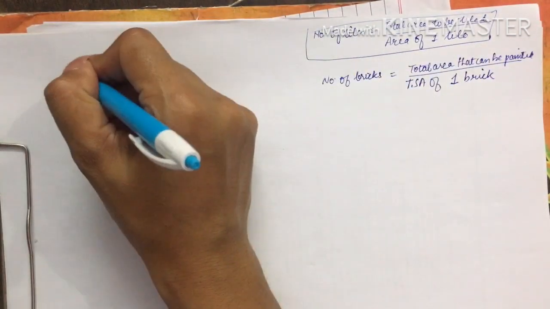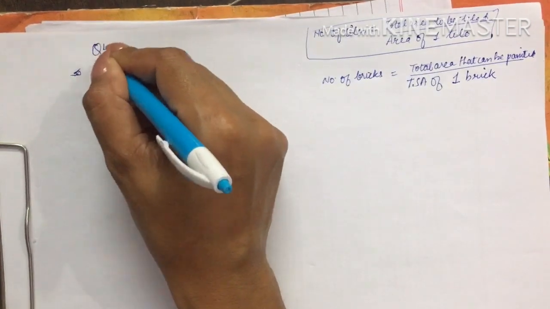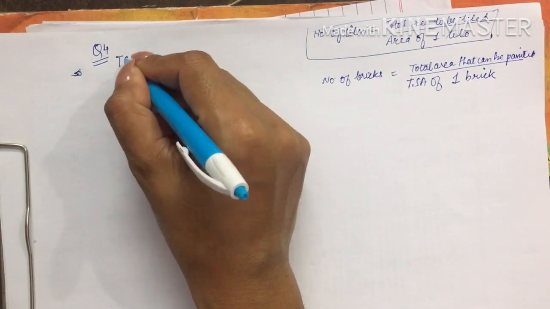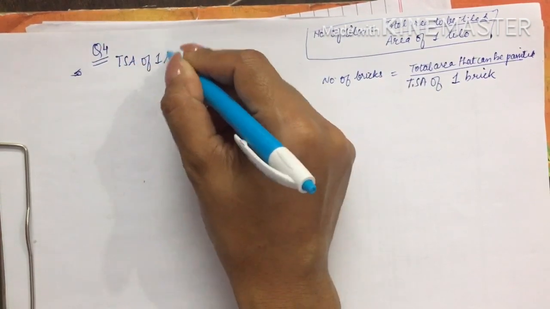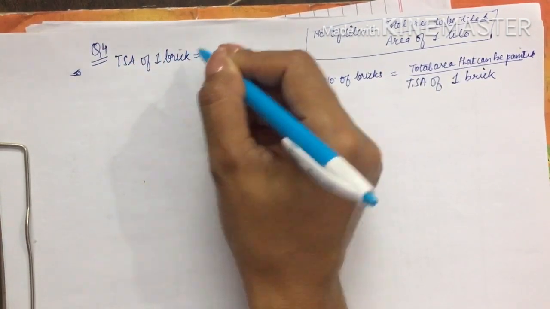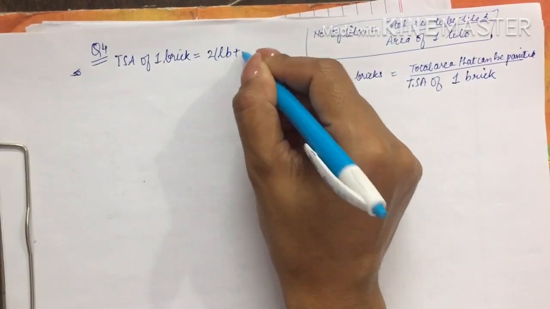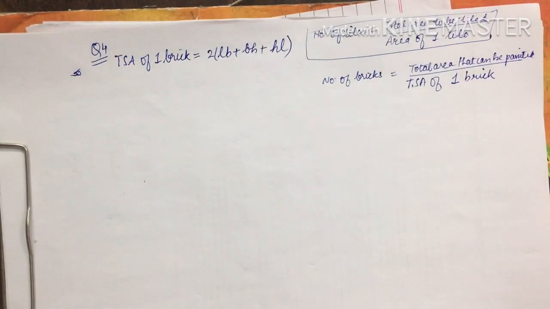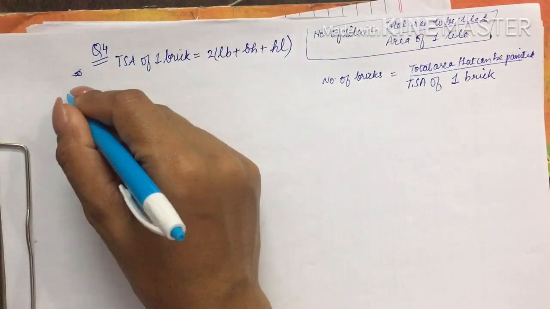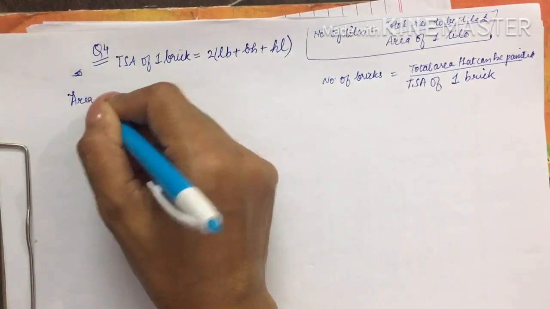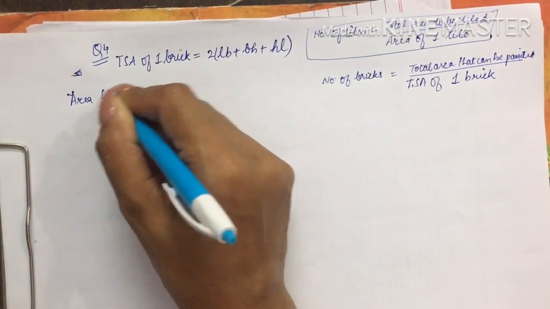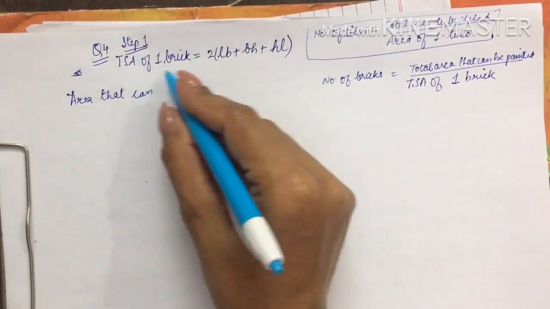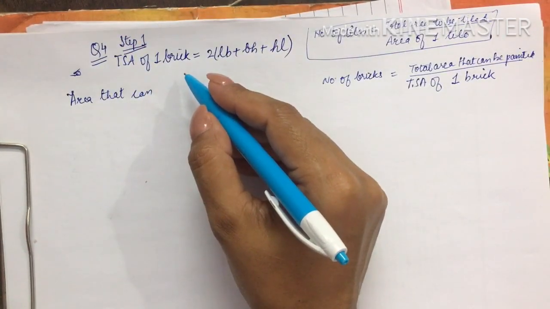So the first thing that you will do here in question number 4 is you will first of all find out the total surface area of one brick. And the shape of the brick is cuboidal. So the total surface area will be given using this expression, 2 times (LB + BH + HL). So this is actually step number 1, where you find out the total surface area of one brick.